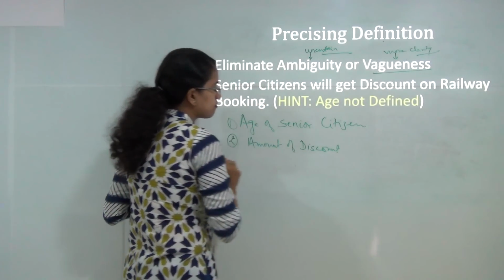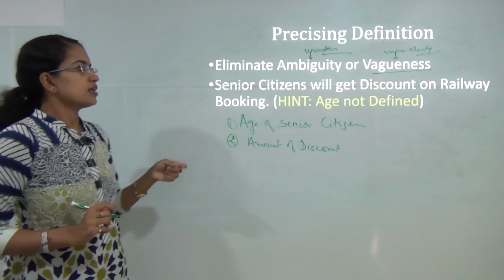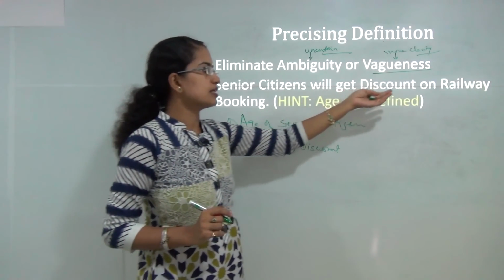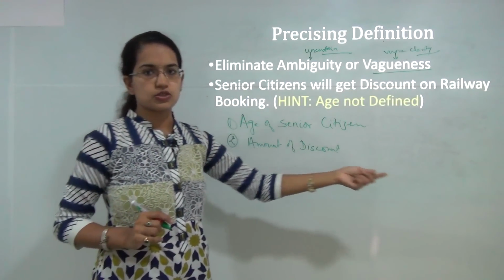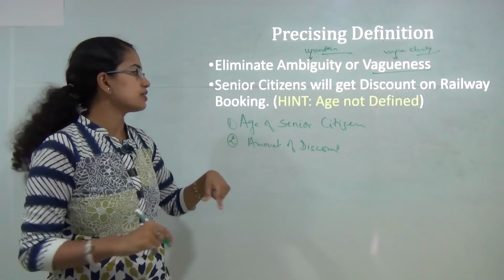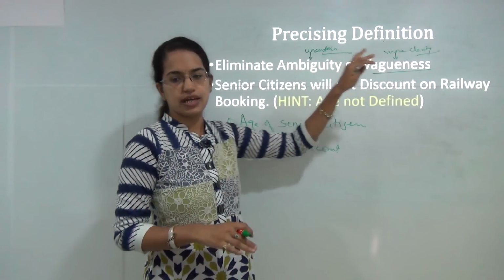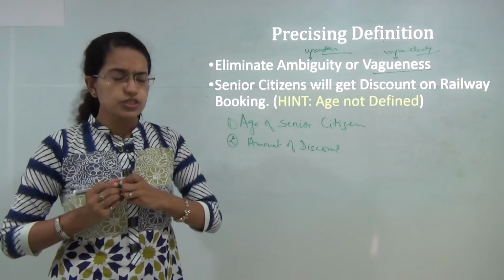What could be a kind of precise definition for this? All the senior citizens above age of 65 years will get 10% discount on railway booking. So this would be a kind of precise definition, when I am precisely marking and removing all kind of ambiguity and vagueness that is present.